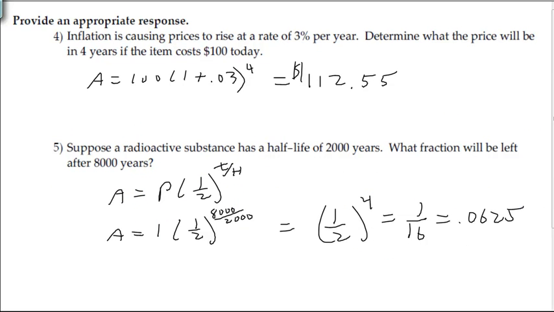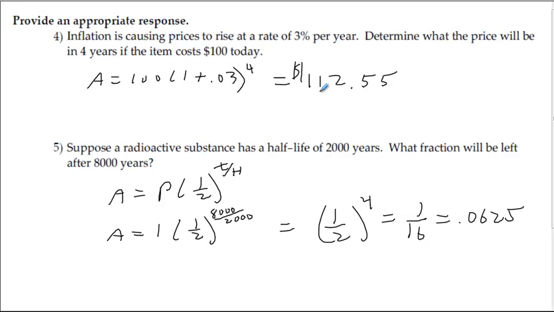Number 4, inflation is going at 3%. Something's $100 today. What's it going to cost in 4 years? So 100 is what we have now, 1 plus 0.03, which is our growth rate, and then 4 is how many years. So it's going to cost $112.55 for that same item 4 years later.